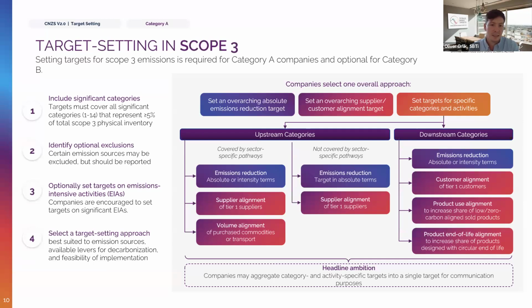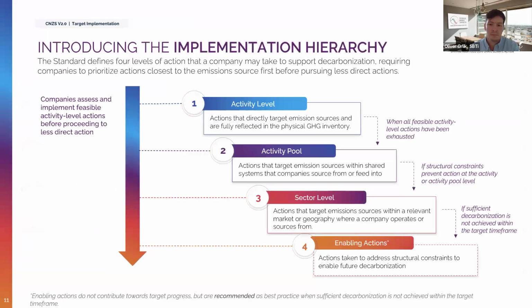So on the next slide is our new implementation hierarchy. After setting science-based targets, companies then take action to implement them, which is to decarbonize alongside those targets. And this standard introduces an implementation hierarchy that applies across all 3 scopes, designed to support the long-term decarbonization of the activities and systems that generate companies' emissions.